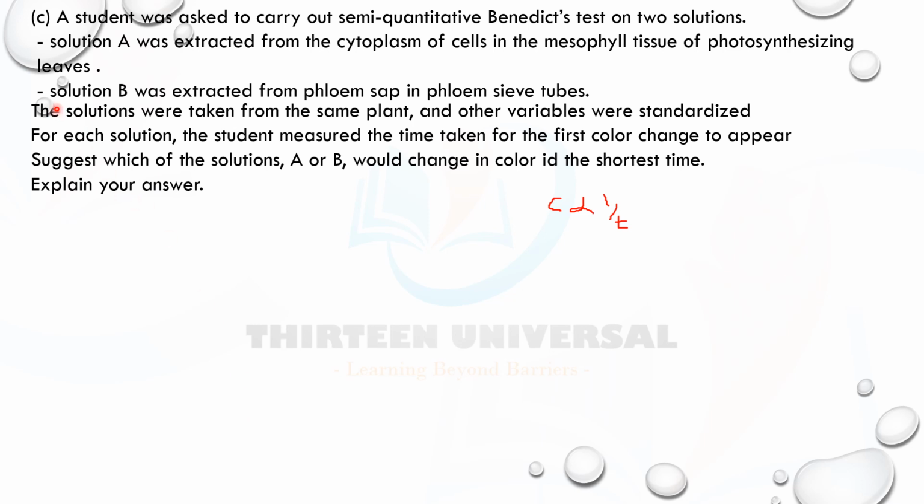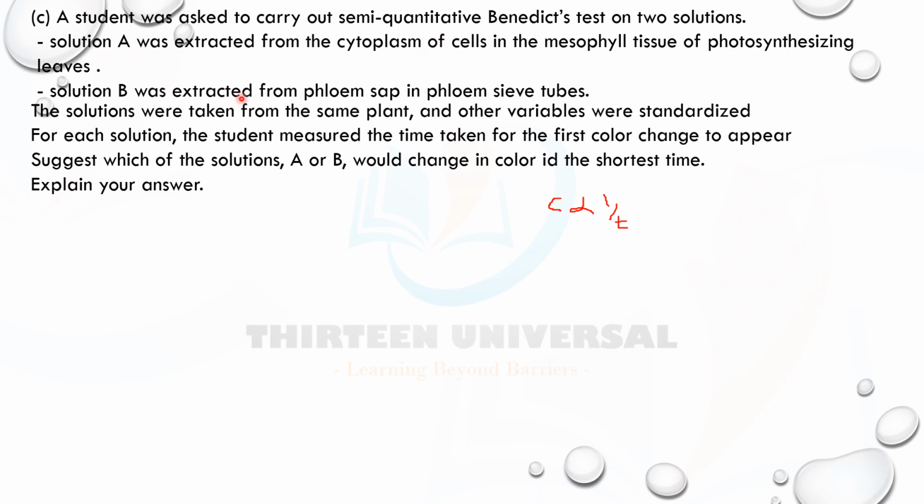So if somebody says it is solution A, all right, why? Solution A, because it is a photosynthesizing leaf. I'm explaining now: solution A, photosynthesizing leaf, so it will have more glucose, or reducing sugar. Somebody says it has reducing sugar there, so it should have more.